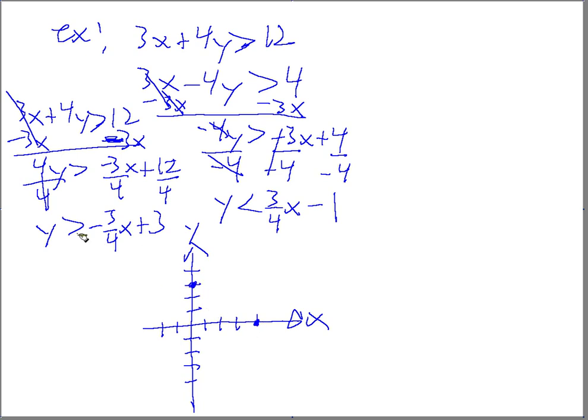Now, solid or dash? Well, no equal sign, so it's going to be what? A dashed line. Sorry, I didn't draw that real well, but it's going to be a dashed line. Alright, so dashed line here for the first inequality, they're both dashed lines, like the earlier example, right?